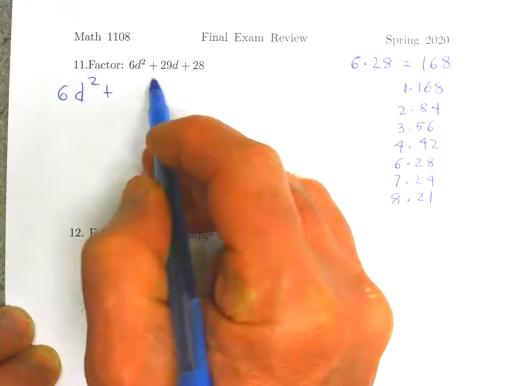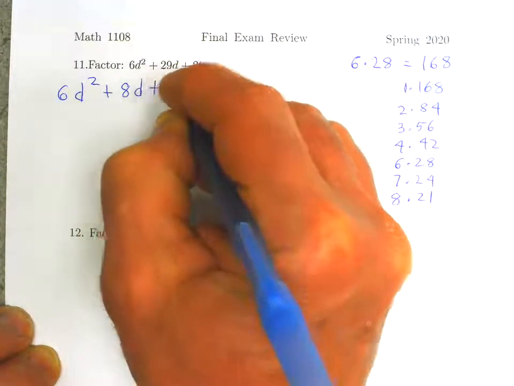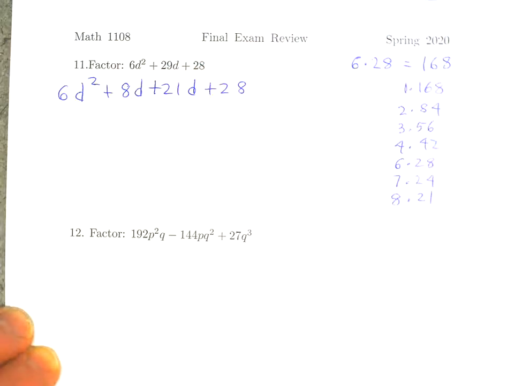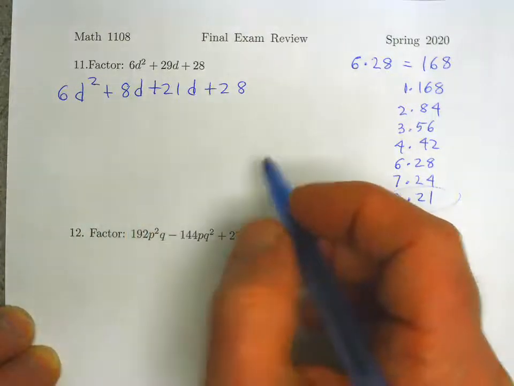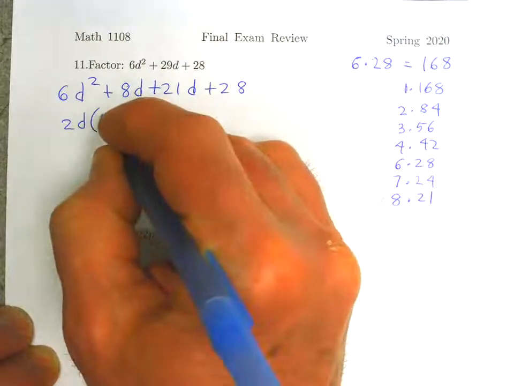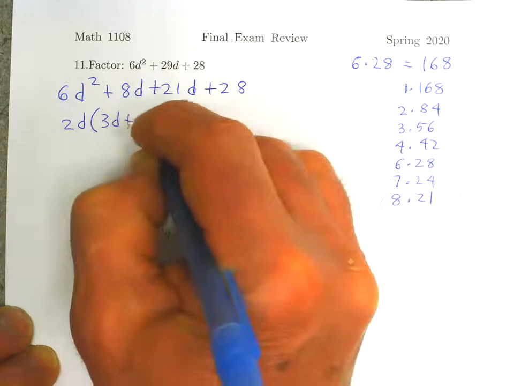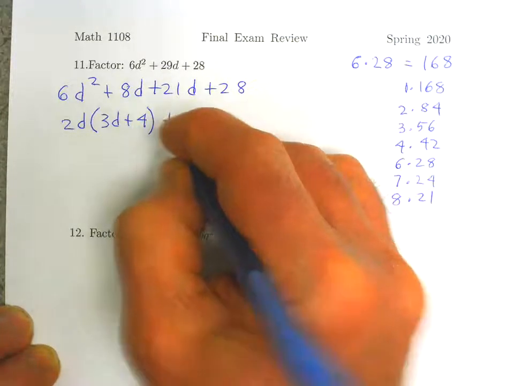We replace plus 29d with plus 8d plus 21d. And then we factor by grouping. Out of the first two terms, the greatest common factor is 2 times d. And then we're left with the binomial 3d plus 4. Then bring down the middle operator of addition.